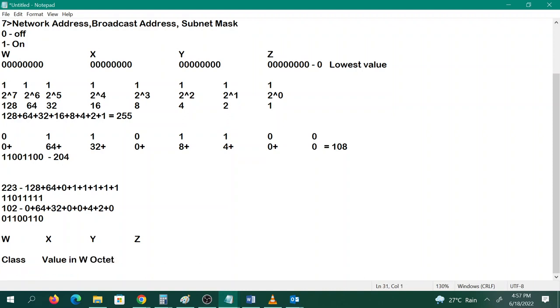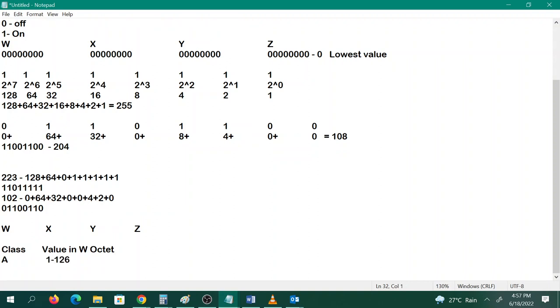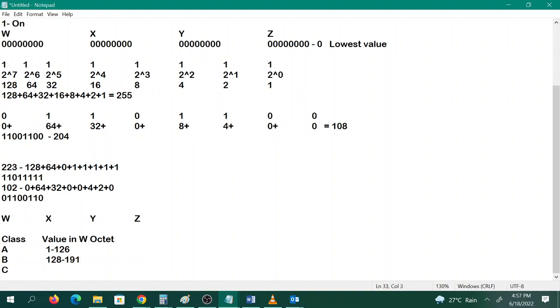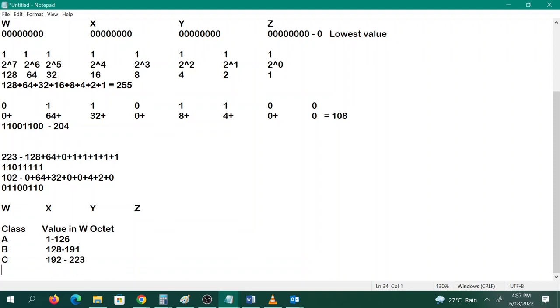Class A comes under 1 to 126. Class B comes from 128 to 191. Class C comes from 192 to 223. Class D and class E we will not discuss, because class D is for multicast and class E is for research purposes. So we will consider class A, class B, and class C.